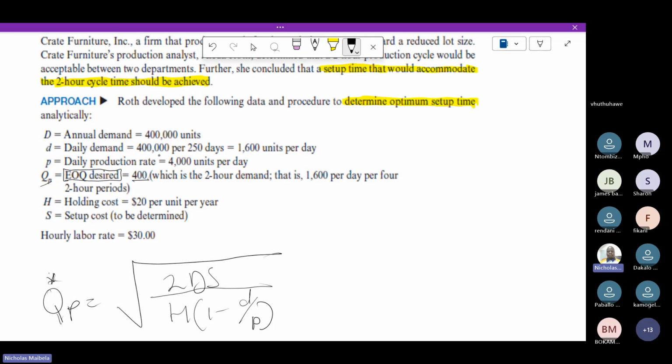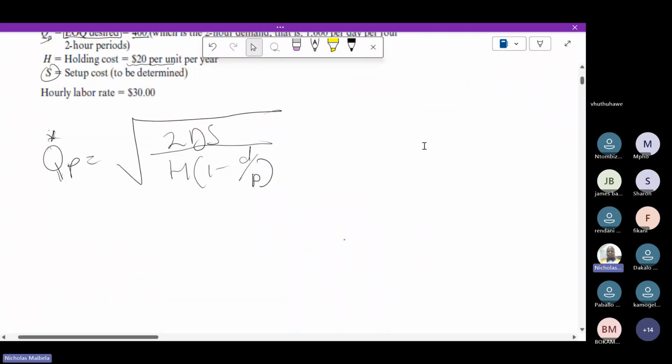Then we have daily demand, which is 1,600 units per day. We have annual demand of 400,000. We have production rate of 4,000. And we have holding cost. And we need to look for the setup cost. And then this is the formula.